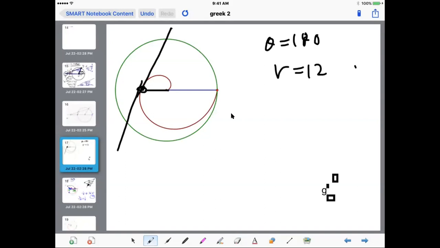Hold on a second. Where does my right angle go? I got myself confused. Sorry, everyone. Let me just see what I did before. Before I did it at the 120 degree mark. Oh, I connected this. I connected that.